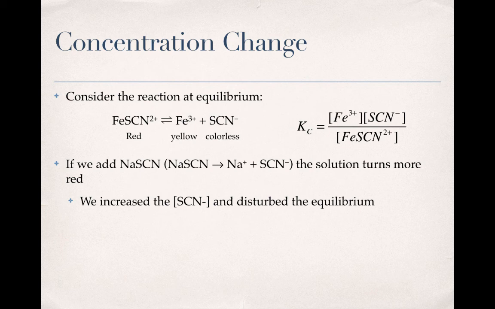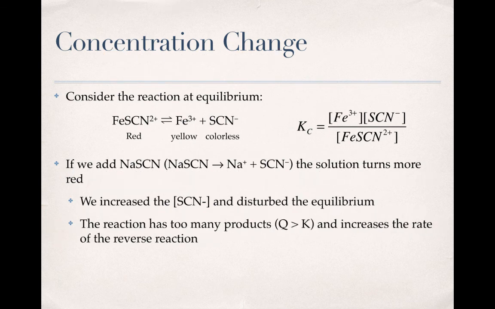The solution was at equilibrium. We've now increased the thiocyanate ion concentration, and in doing so, we've taken that reaction out of equilibrium. So we've disturbed the equilibrium. At this point, the reaction has too many products. The thiocyanate has increased the amount of products. So this means that the rate of the reverse reaction has increased, and that means that the reaction will shift back to the left, or towards the reactants, in order to restore that equilibrium. So in shifting to the reactants, we're shifting towards that red complex and the solution turns more red.